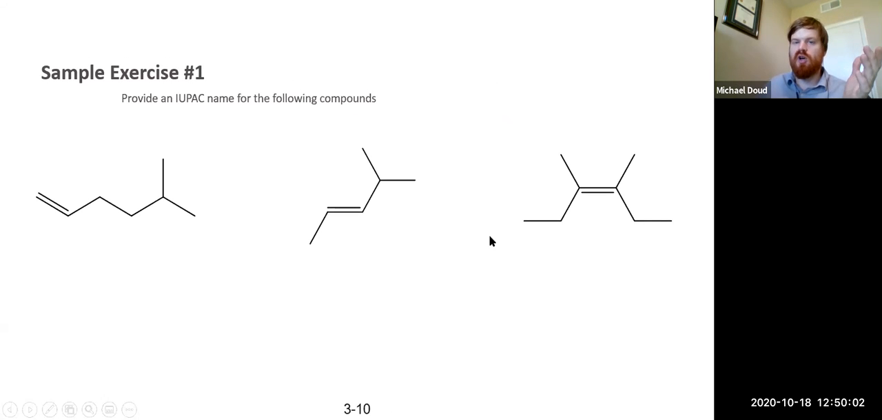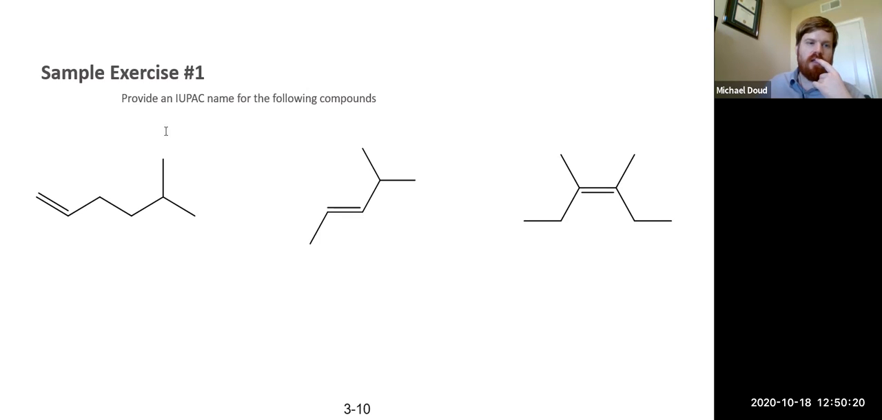Okay, so let's go ahead and give it a try. Give me an IUPAC name for these compounds. Work it through, and I'll do the first one with you live, and then we'll look at the names for the other two and try to figure it out that way. So let's start with the left one over here.